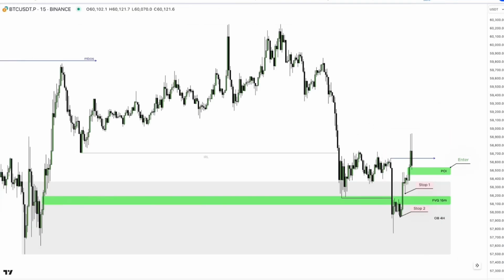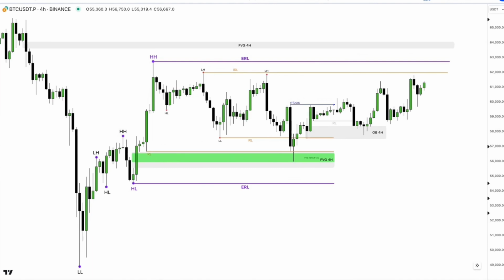Targets are set at the levels we identified on the higher time frame, but if you prefer to trade locally, you can limit yourself to a single take profit at the last high from which the correction began. And here is the further development and execution of our trade with a risk-to-reward ratio of 1:9.